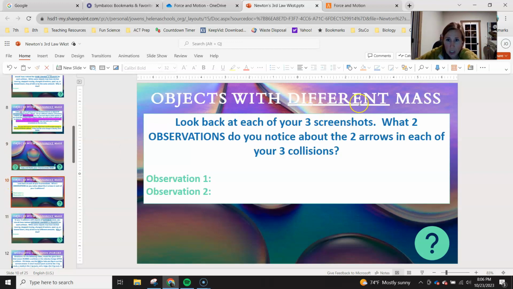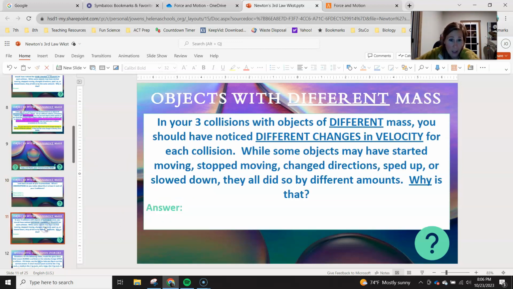Look back at each of your 3 screenshots that show the pink arrows. What 2 observations do you notice about the 2 arrows in each of your 3 collisions? Again, if you're struggling with this question, think back to what Newton's third law is, check your OneNote, whatever you guys need to do to refresh your memory on that and help you predict what those arrows should always look like.